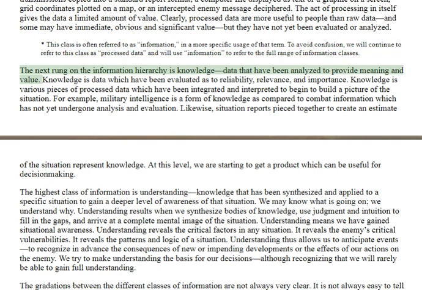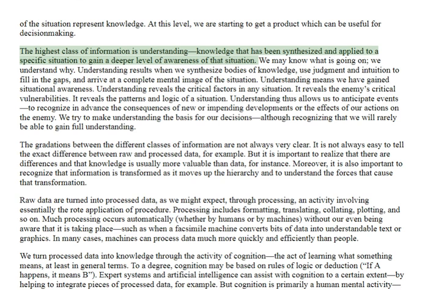The next rung on the information hierarchy is knowledge: data that have been analyzed to provide meaning and value. Knowledge is data which have been evaluated as to reliability, relevance, and importance. The highest class of information is understanding: knowledge that has been synthesized and applied to a specific situation to gain a deeper level of awareness of that situation. We may know what is going on; we understand why.